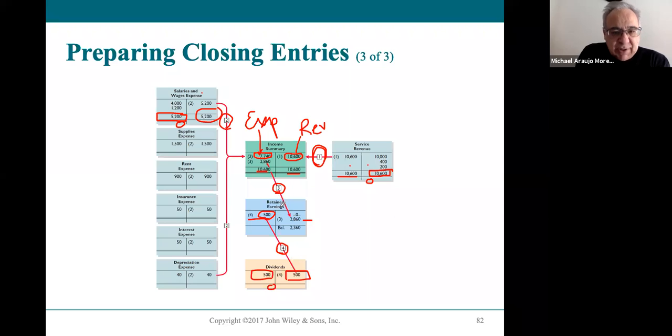Retained earnings is a stockholders' equity account. It increases on the credit side, it decreases on the debit side. Now look at the balance in retained earnings. The balance in retained earnings, $2,360, is exactly what you see on the retained earnings statement. Zero beginning balance, adding the net income, subtracting out the dividends, gives you the new balance in retained earnings at the end of the month. So all these are going to equal. The income summary account is going to look like your income statement, and your retained earnings account is going to look like the retained earnings statement.